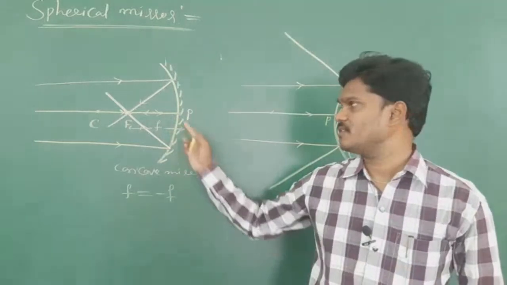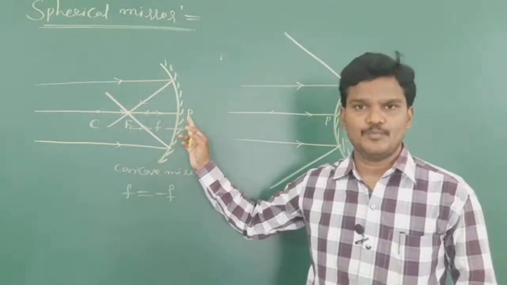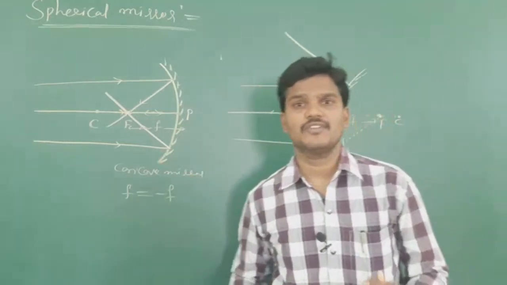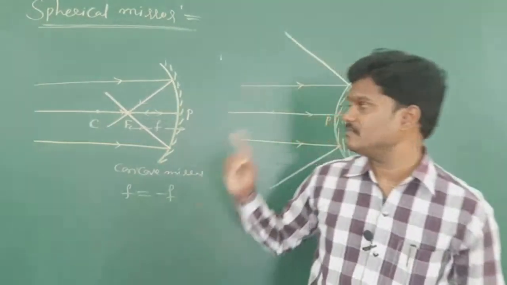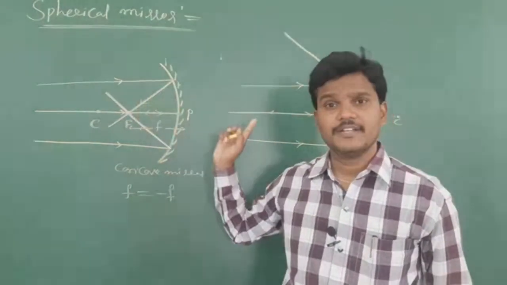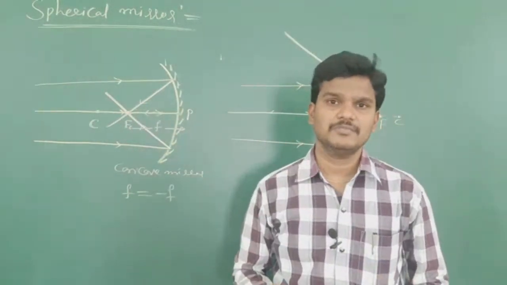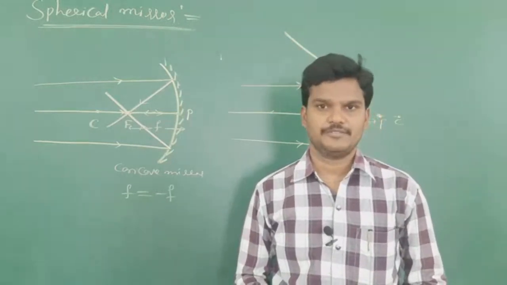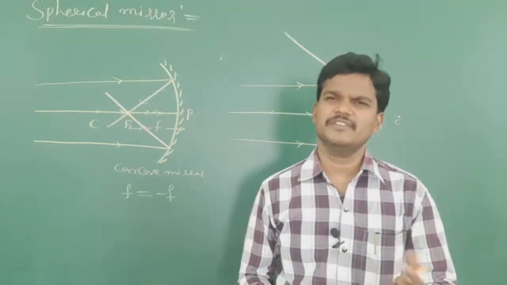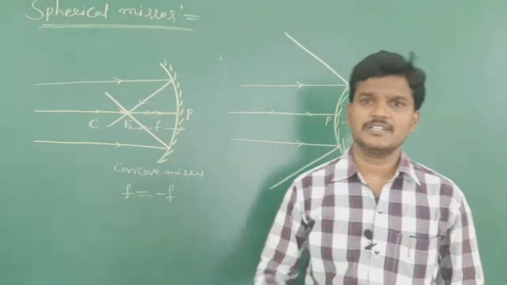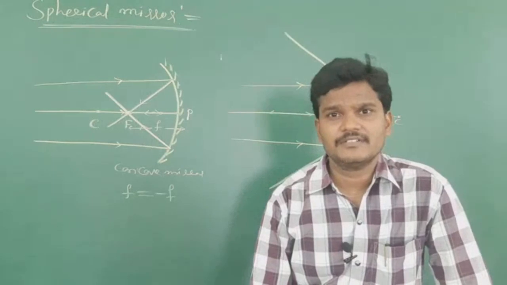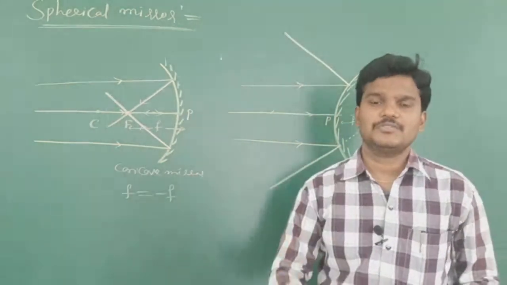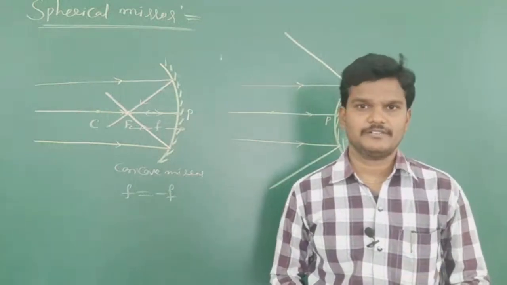All the distances we are going to measure from the pole, and distances measured in the direction of light rays are taken as positive, opposite to the light rays are taken as negative. So keep the sign convention in mind, very basic. Distances measured in the direction of light rays, we are going to take positive. Opposite to the light rays, we will take negative.